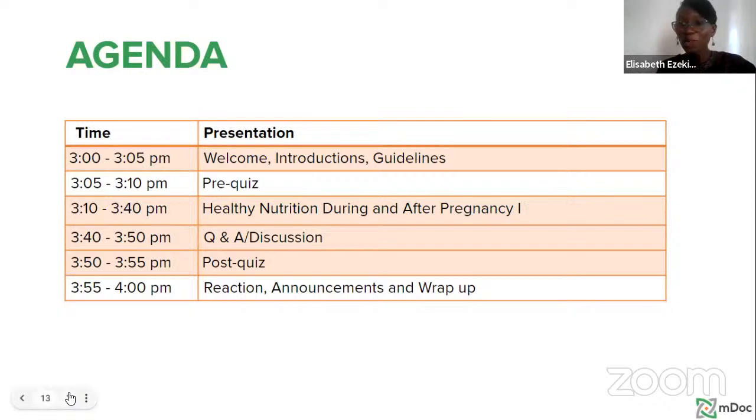All right, so a quick run through our agenda today. We'll spend a few minutes running through our welcome, introductions, and guidelines. Subsequently, we will take a pre-quiz test just to get an understanding of where we are regarding our knowledge around nutrition. Then our guest speaker today will share on healthy nutrition. We'll have a question and answer session, then we'll take a post-quiz, and then we'll round up the session. So we'll go right into it. Next slide, please.